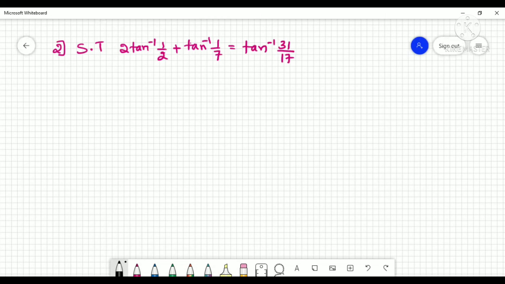Show that 2 tan inverse 1 by 2 plus tan inverse 1 by 7 is equal to tan inverse 31 by 17. Now, we take 2 tan inverse 1 by 2. In terms of tan only you should write, because here tan is there. Afterwards, the tan inverse x plus tan inverse y formula will help you. That's why for 2 tan inverse x, what can we write? Tan inverse 2x by 1 minus x square, that is 2 into 1 by 2 by 1 minus x square.